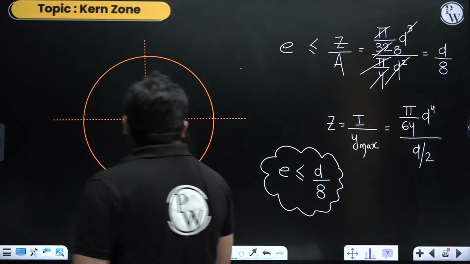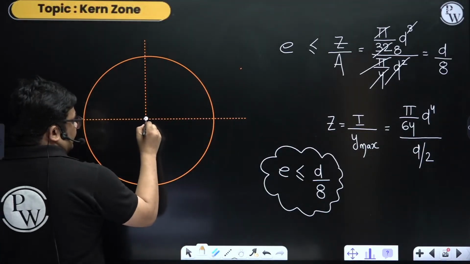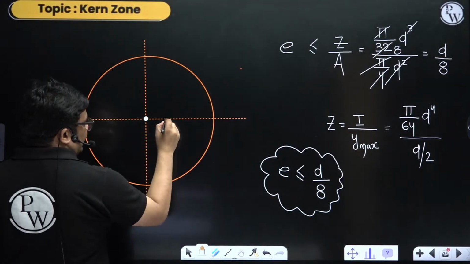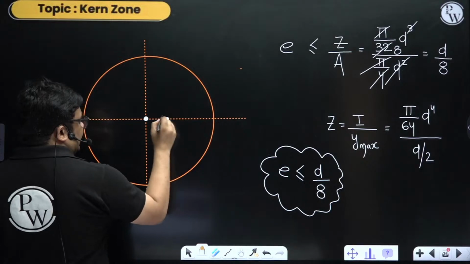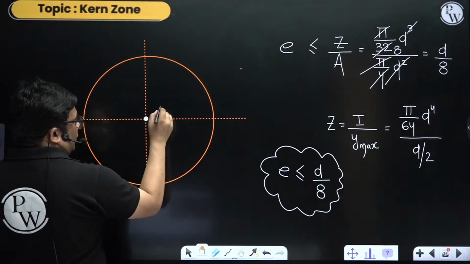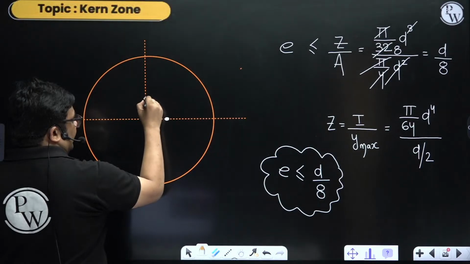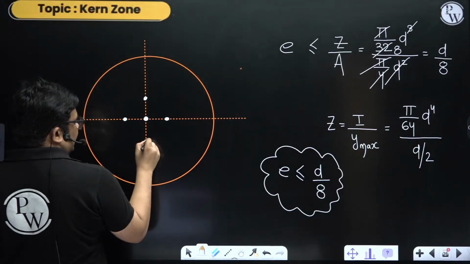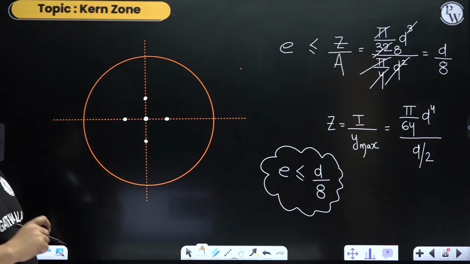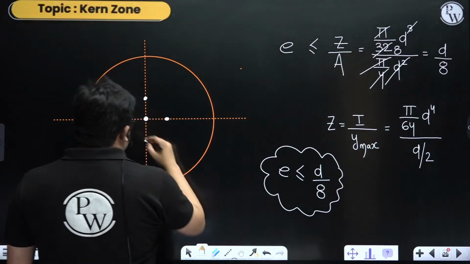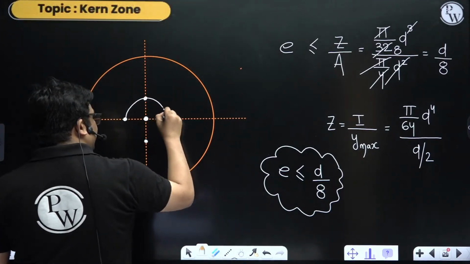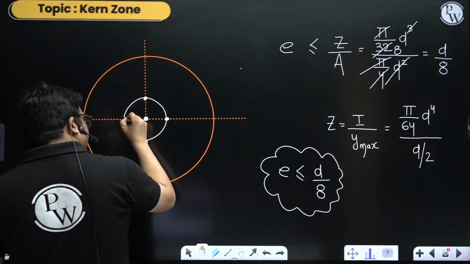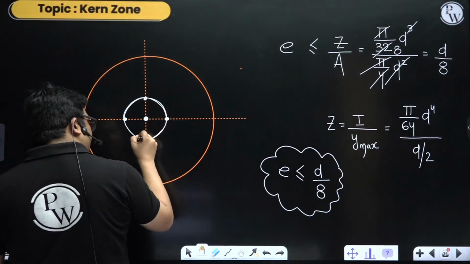So eccentricity d by 8 means, this is d by 2, so d by 8 is one-fourth of that, somewhere here, right? So if the eccentricity is within this much, that means there will be no tension. So this zone which you are getting, in this entire zone, what happened?